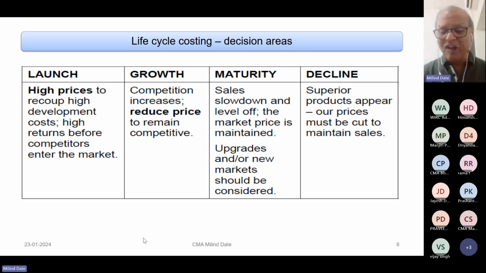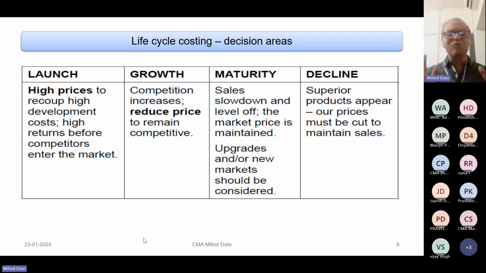Let me tell you, therefore, the beauty of these emerging techniques is that it's not necessary that you make use of one technique at a time. No, you may combine more than one technique and start using it. So that's quite possible. I mean, you can use life cycle costing with TQM or Six Sigma, target costing with, let us say, Six Sigma. It's quite possible.